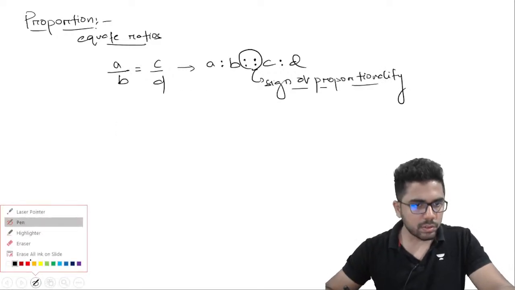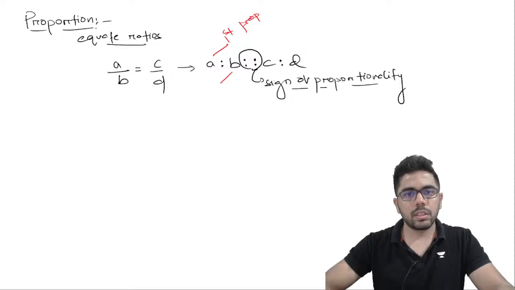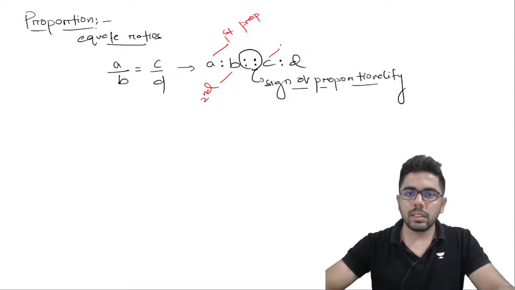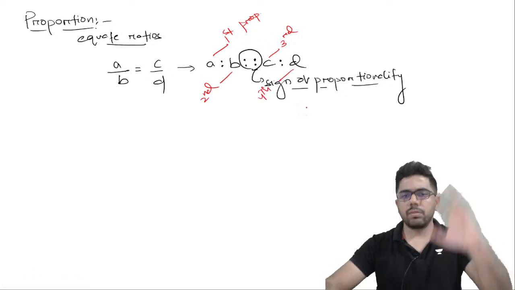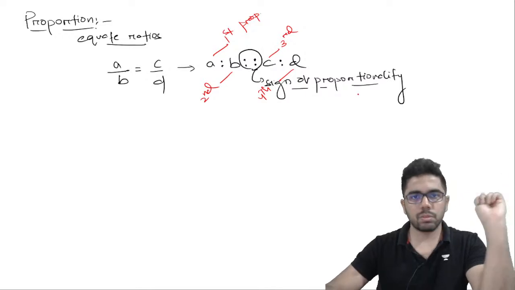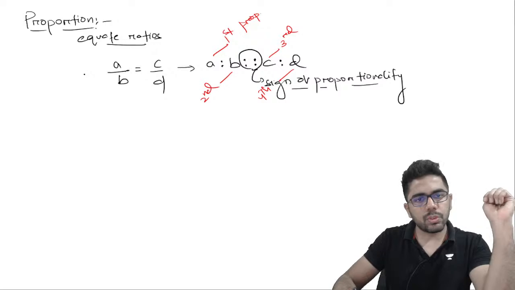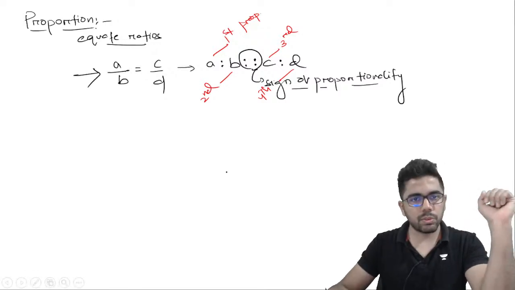And then the terms, these have got names also. This is called as the first proportional. This is the second proportional. C is the third proportional and D is the fourth proportional. Kind of very obvious. First proportional, second proportional, third proportional and fourth proportional. So this is the meaning of proportion. Proportion is when you equate ratios, you get a proportion.